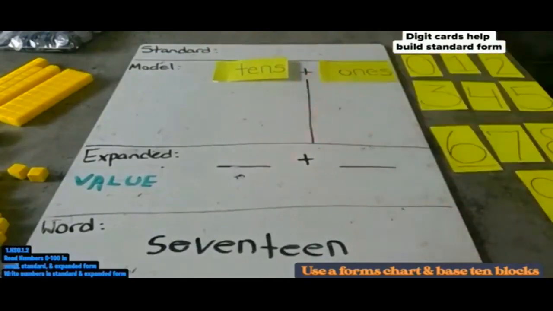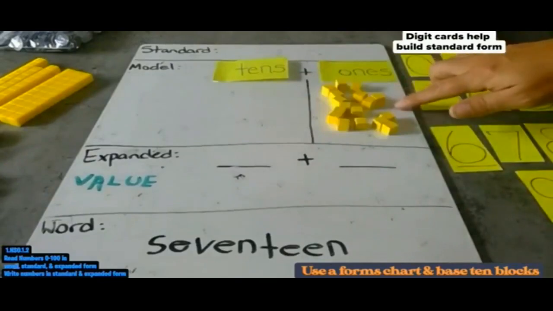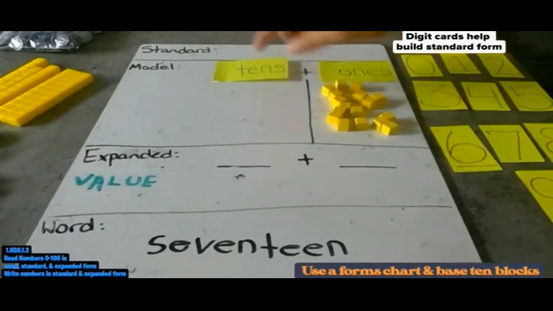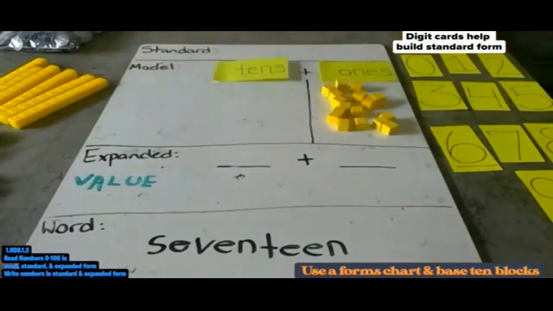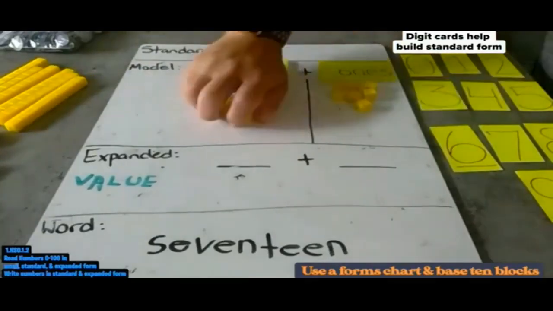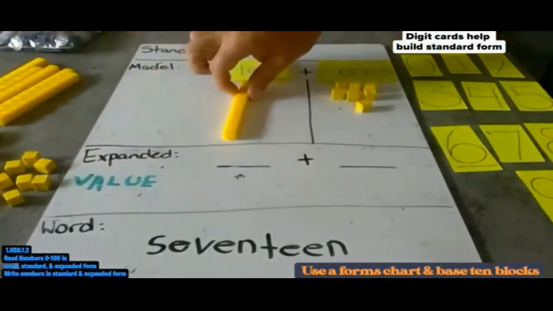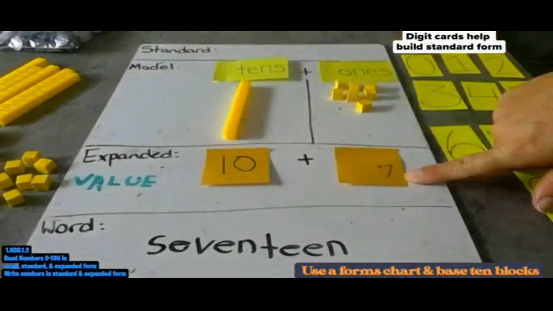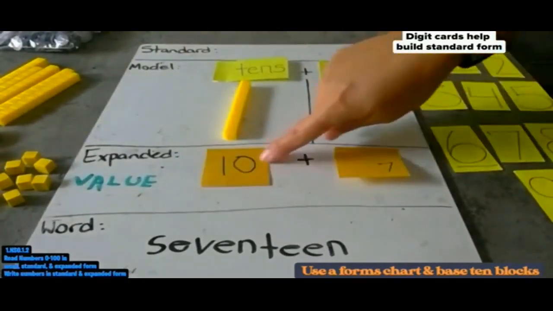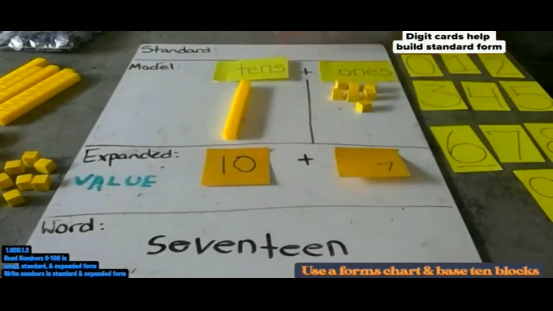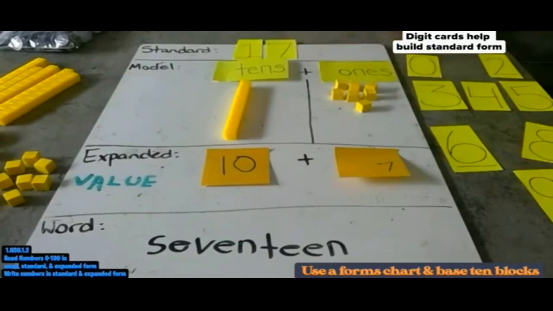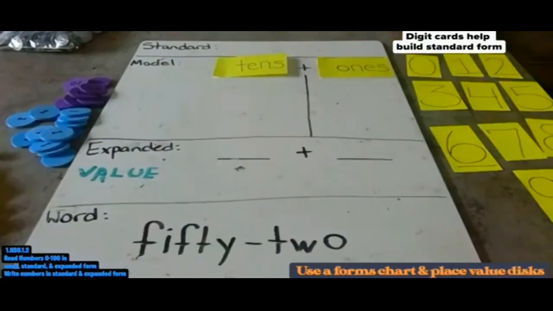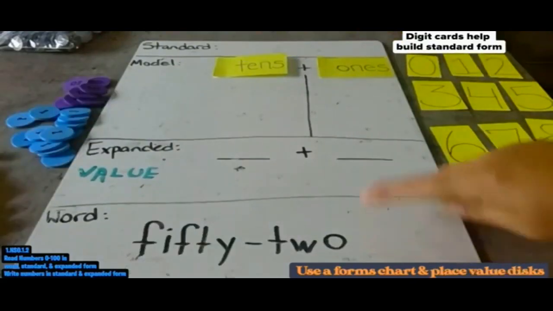When we get into the teen numbers, this is often where students struggle with word form, because in other languages, they use the representation of 10 plus whatever is in the ones. So by having students build it with 17 ones, then we traded it in for a tens rod.